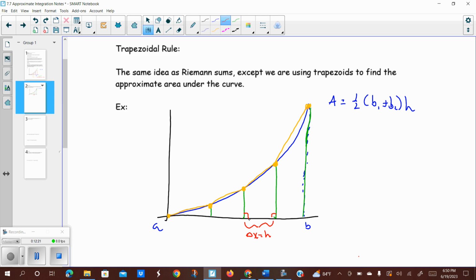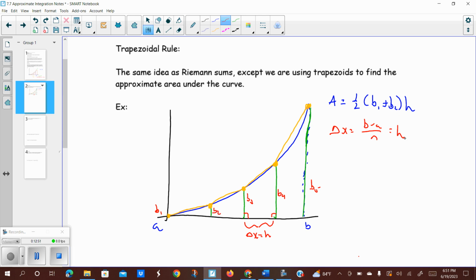So technically out here we would have base 1, this would be base 2. Notice base 1 really doesn't have any height, it's a 0. This is base 3, base 4, base 5. So we have 5 bases to consider. How do we find delta x, or the height? It's the same as we did before. Delta x is going to be b minus a over n. And again, that is the same in this case as your height.